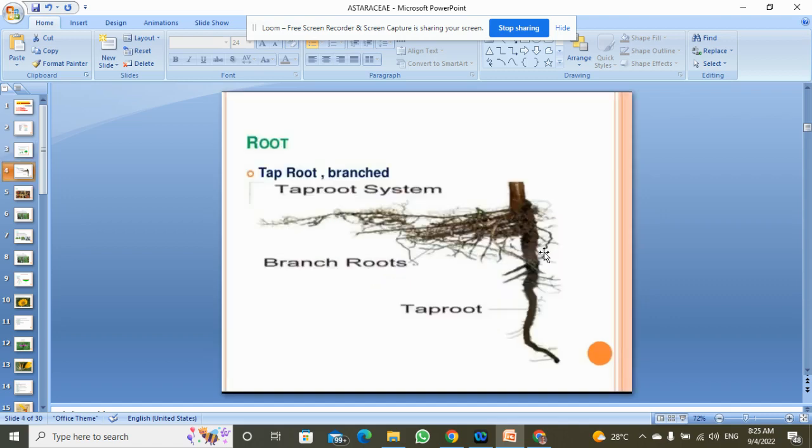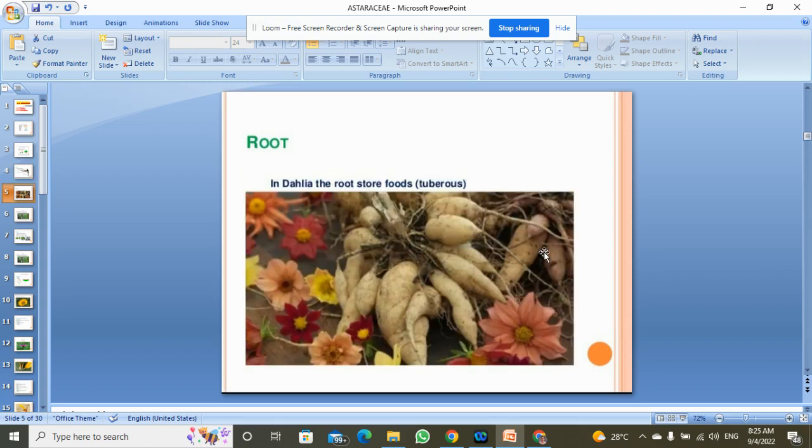Then next, the root system is a taproot system and profusely branched. Okay, it's a taproot system, and some of the plants have bulged or fasciculated roots due to the storage of food materials. An example for it is dahlia.